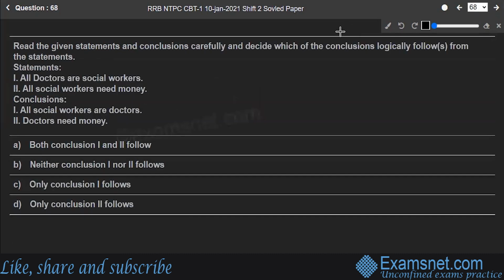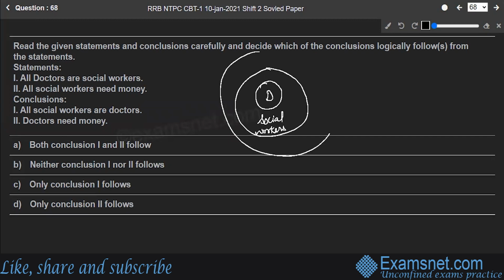Read the given statements and conclusions carefully and decide which of the conclusions logically follow from the statements. So let's make the Venn diagram from the statements. First statement, all doctors are social workers. So if I have doctors over here, all doctors are social workers. All social workers need money.